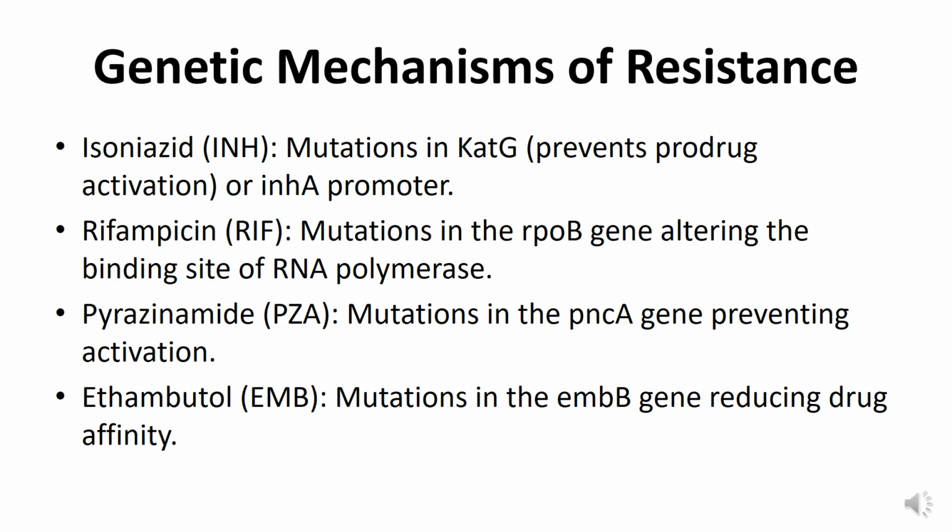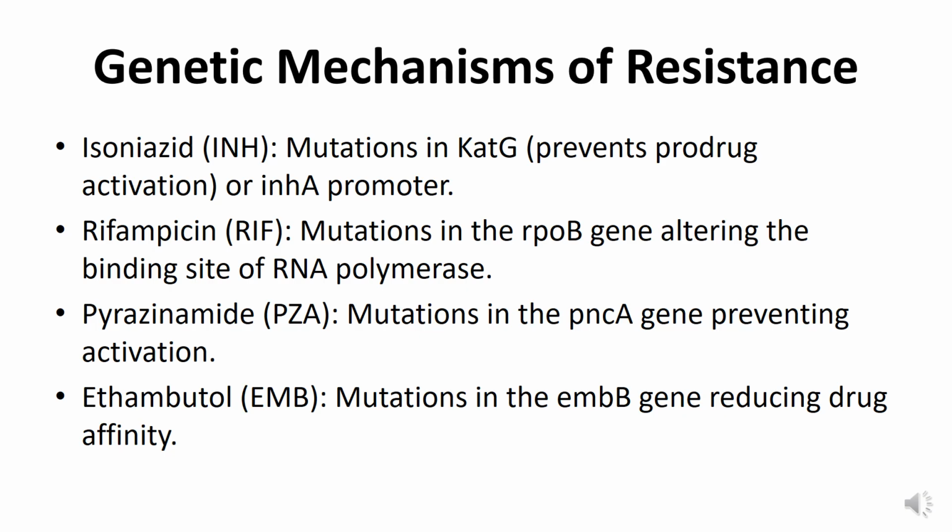Another mechanism involves mutations in the inhA promoter region. These mutations can increase production of the drug's target enzyme, making it harder for Isoniazid to inhibit the pathway successfully.